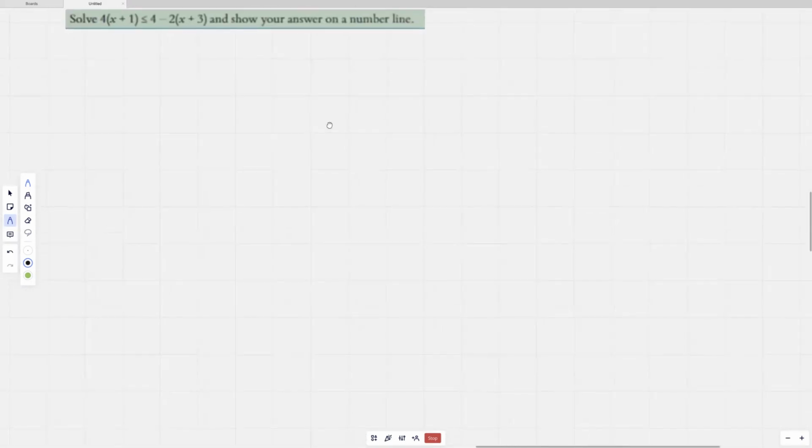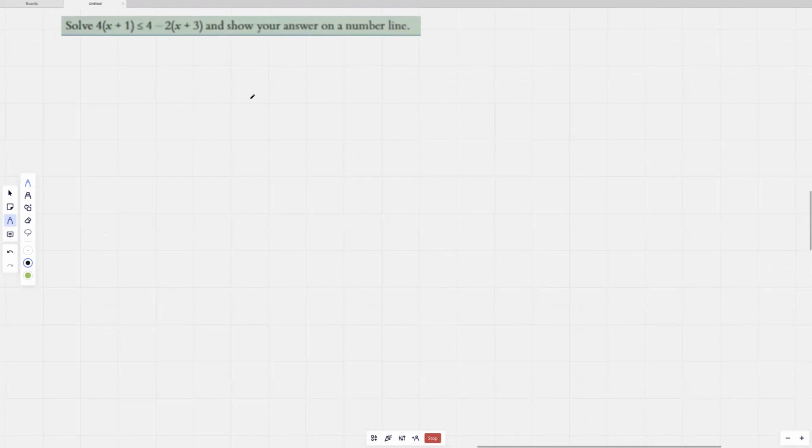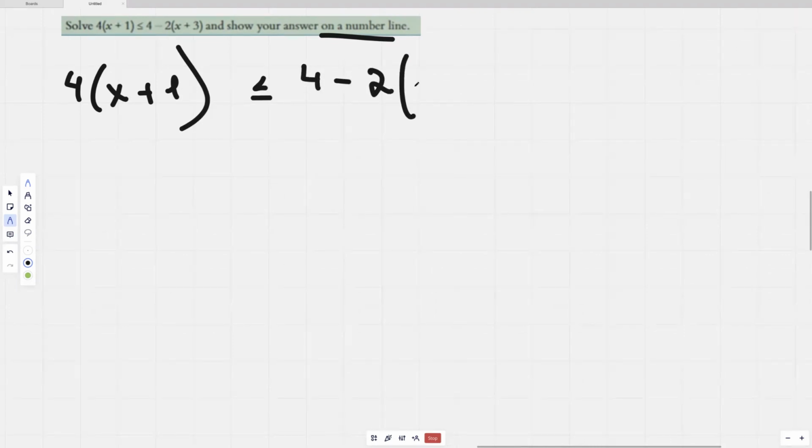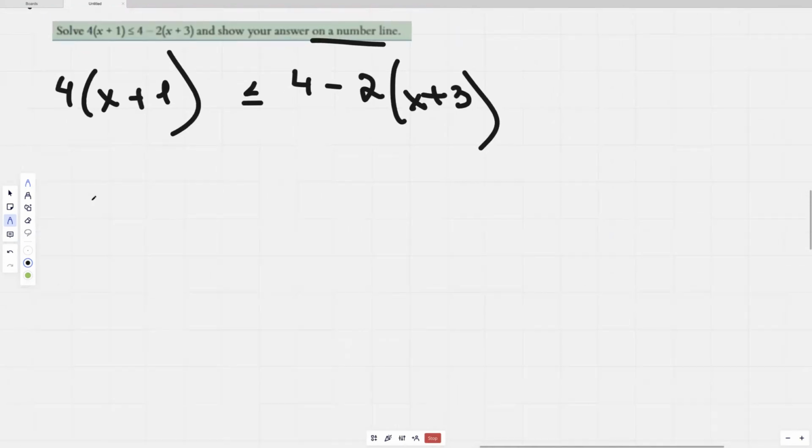So the next one: solve for 4x plus 1 is less than or equal to 4 minus 2 times the brackets x plus 3, and we have to show it on a number line again. So firstly you have to expand the brackets. Actually we know this, it's simple. 4x plus 4 is less than or equal to 4 minus 2x minus 6.